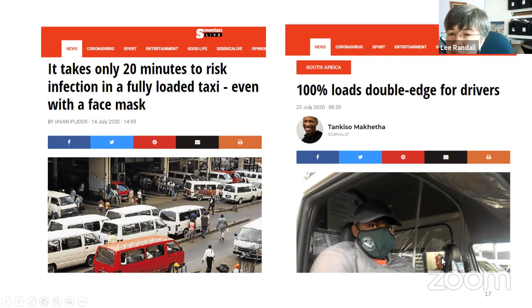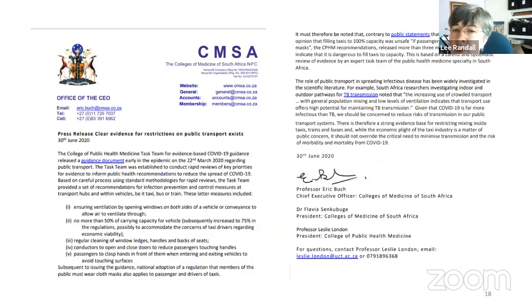And for the drivers in particular, the 100% loading, which has now been brought in, is a great double edge. It hugely ups their exposure, but of course, it also potentially ups the chances of economic survival and reduces the chances of job loss. The Colleges of Medicine of South Africa recently and rarely produced a press release which talks about the clear evidence for restrictions on public transport. And of course, this was kind of overridden when government allowed for 100% loading in short distance taxis.